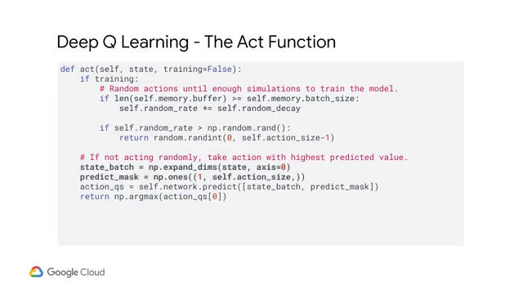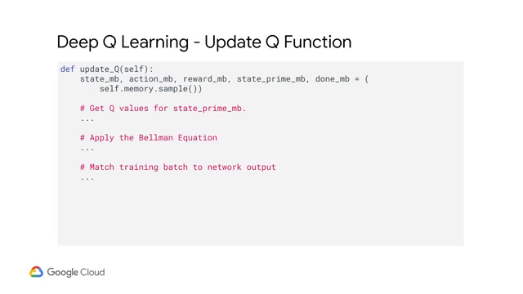When we're not acting randomly, before we can send the state to a neural network, Keras expects a batch, so we'll need to add a dimension. Then we'll make our prediction mask, which is an array of all ones, so we can get a Q value for each potential action. So, at the end, we can return the index of the action with the highest Q value.